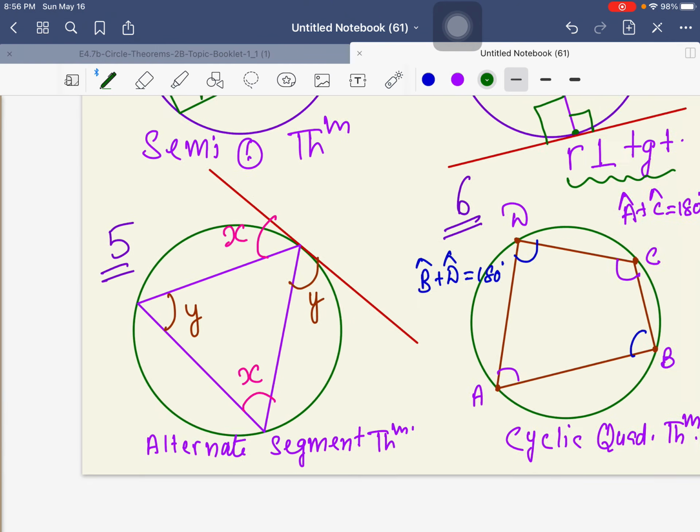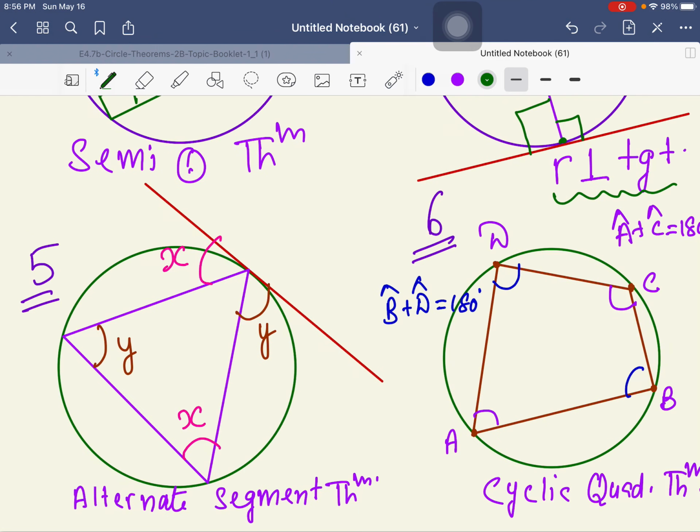Number 5. Fifth theorem is called the alternate segment theorem. This theorem states that the angle subtended between the tangent and the chord, in this case this is the chord and this is the tangent, is always equal to the angle in the other segment. So this is the smaller segment, the minor segment, and the angle between this chord and this tangent, which is x in this case, is equal to the angle in the opposite or major segment, this angle. Likewise, this angle is equal to this angle. That's called the alternate segment theorem.